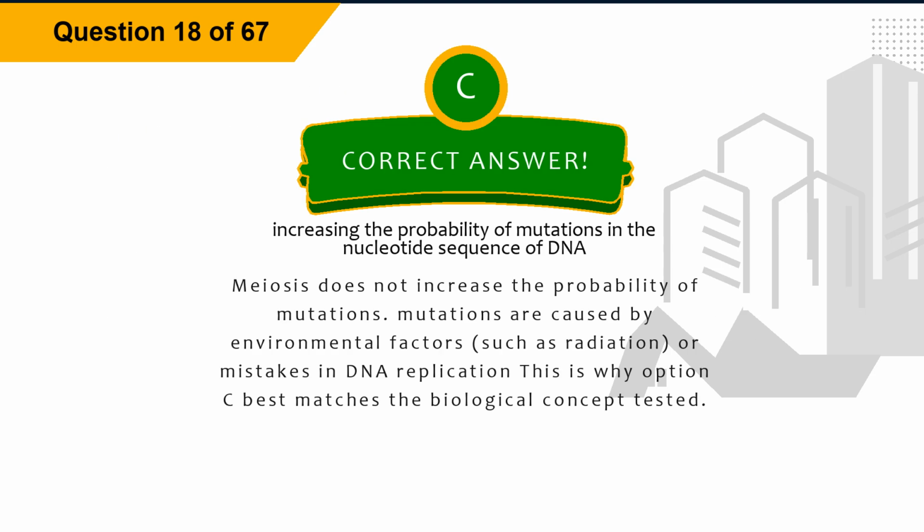The correct answer is option C, increasing the probability of mutations in the nucleotide sequence of DNA. Explanation: meiosis does not increase the probability of mutations. Mutations are caused by environmental factors, such as radiation, or mistakes in DNA replication. This is why option C best matches the biological concept tested.